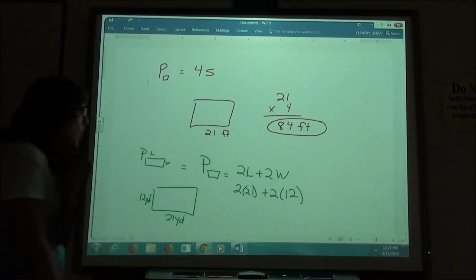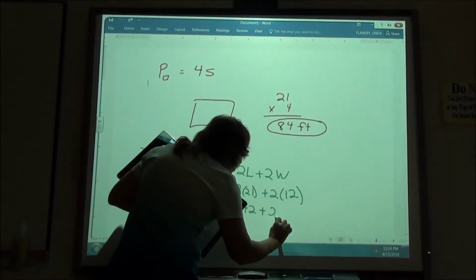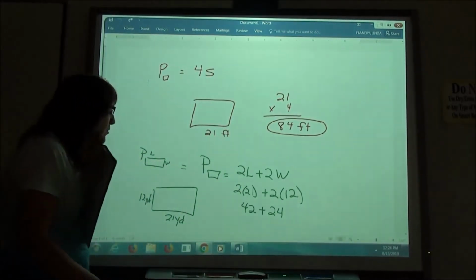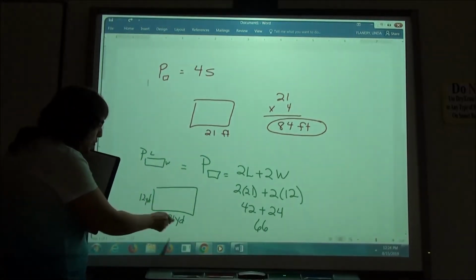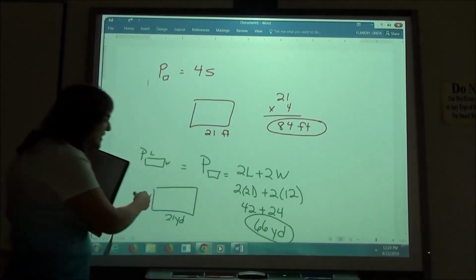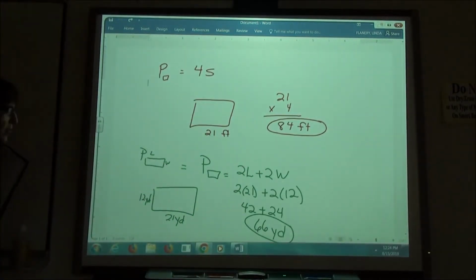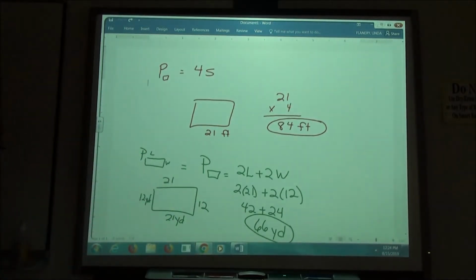2 times 21, that would be 42. 2 times 12 would be 24. If I add those together, I end up with 66. And again, my label is the same as whatever the label of my side is, so yards. It would be 66 yards all the way around that shape because this one's 21 and this is 12. And if I added all those together, I end up getting 66. But my shortcut, 2 times the length plus 2 times the width.